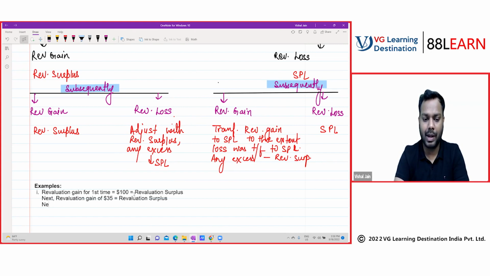Right, now again, next you had a revaluation loss of $90. Tell me what will you do with this one? Adjust with revaluation surplus, right? RR, right?